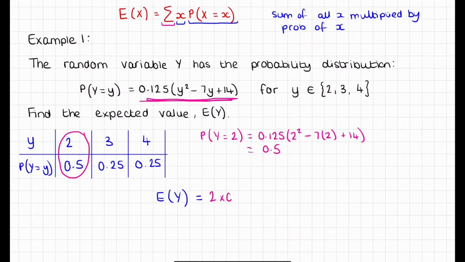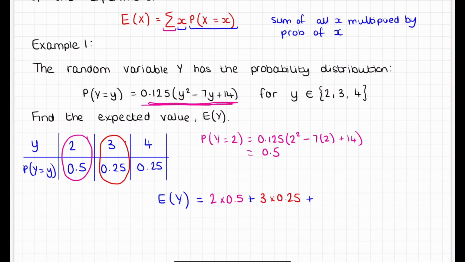It's the x, or in this case the y, which is a 2, multiplied by its probability. So I'll have 2 times 0.5 plus the next one, which is 3 times 0.25, plus the last one, which is 4 times 0.25. So that is the sum of all the y's multiplied by their probabilities. Put that into your calculator and we'll find the expected value of y would be 2.75, or the mean would be 2.75.